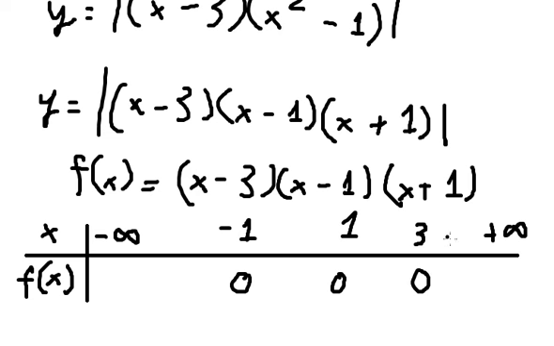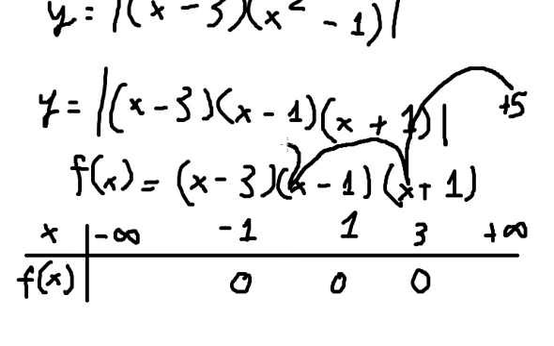Now, let's say I will choose number 5 between number 3 and positive infinity. So I will choose number 5 in here. So I will put number 5, I will put this one going here, here, and here. And we have the value of f of number 5. That is positive 48. So the sign of this one is positive.